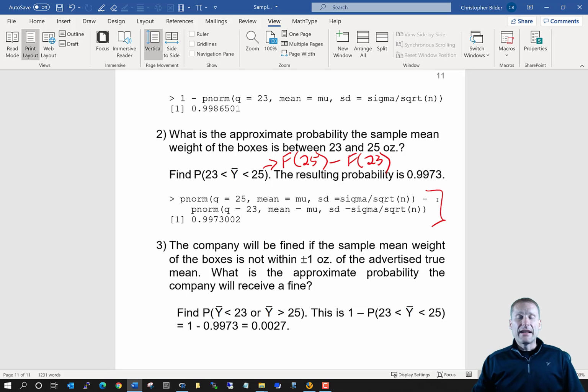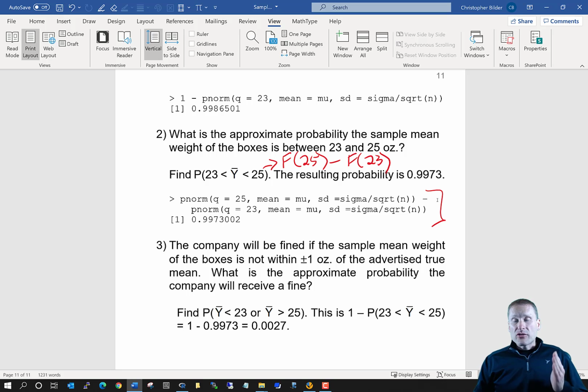Okay, now we get back to this inspector. Suppose the company will be fined if the sample mean weight of the boxes is not within plus or minus 1 ounce of the advertised true mean. What is the approximate probability that the company will receive a fine? Again, this FDA inspector is maybe going into the manufacturing plant and takes a random sample of 36 boxes. For each of them, he weighs them. How much are they?